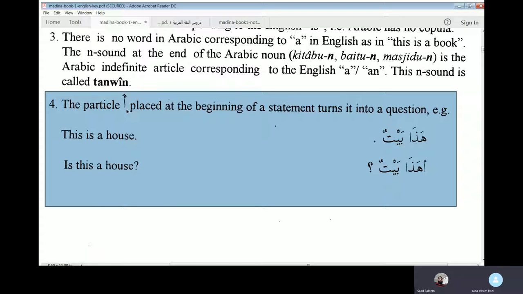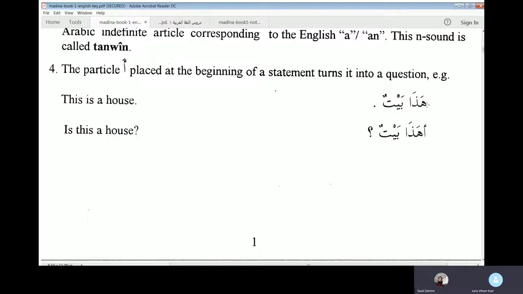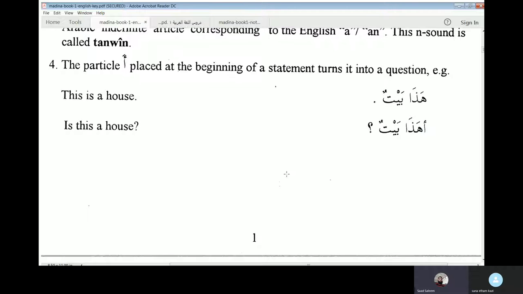Hadha baitun, this is a house. A-hadha baitun, is this a house? Read this. The particle Hamza placed at the beginning of a statement turns into a question. Example, hadha baitun. By using yes. It is also known as Hamza Istifhamiya. Okay.